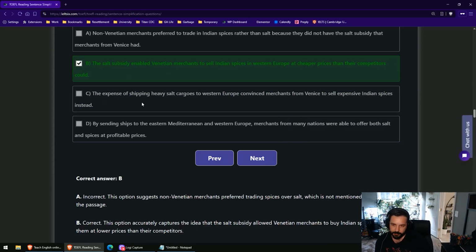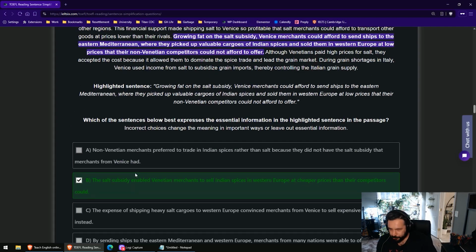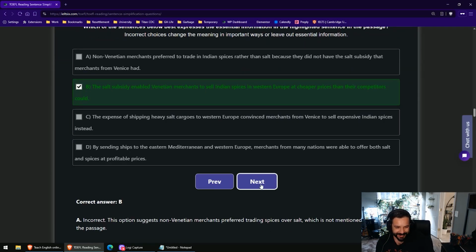The expense of shipping heavy salt cargoes to Western Europe convinced merchants. First of all, we never said anything about the weight being heavy or light or whatnot. And no, we never said that the salt changed their mind. We just said it allowed them to do this. By sending ships to the Eastern Mediterranean and Western, I'm not sure why I'm reading it. We can actually move on to the next one.